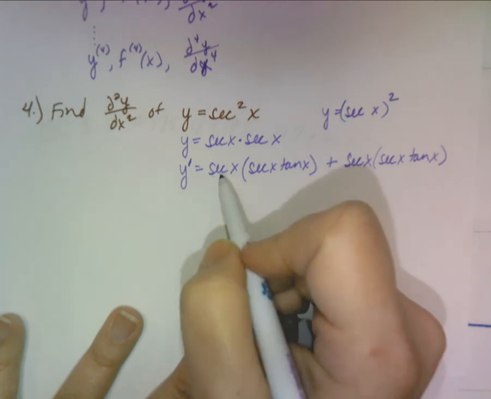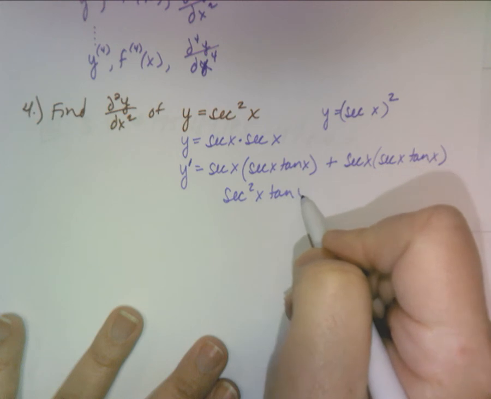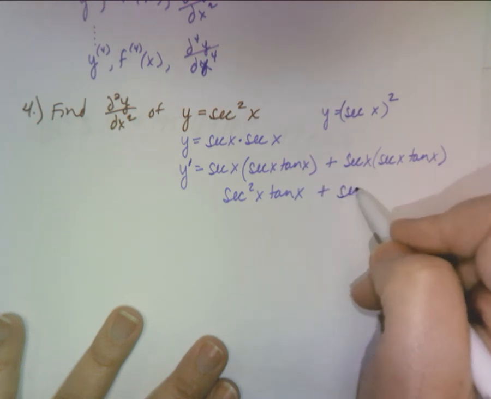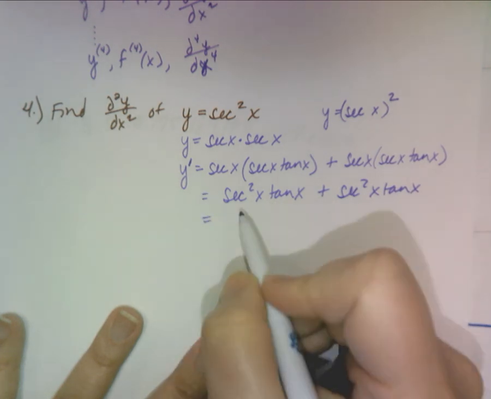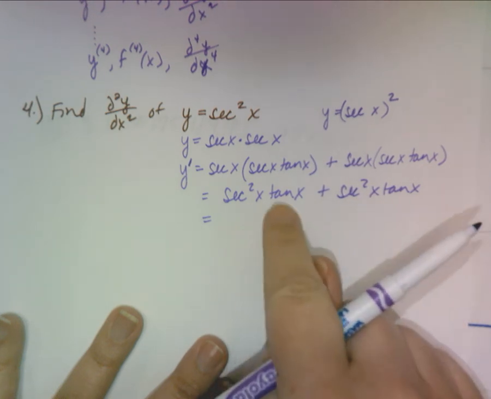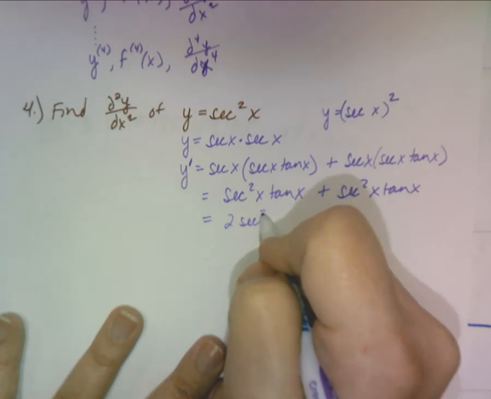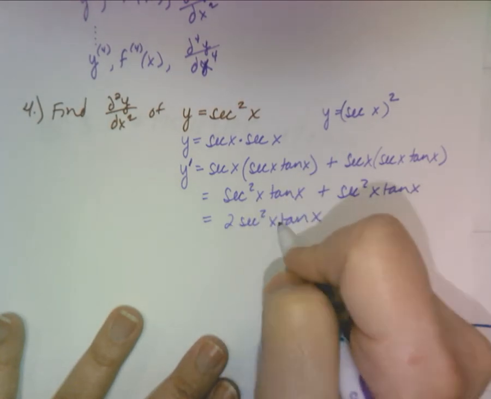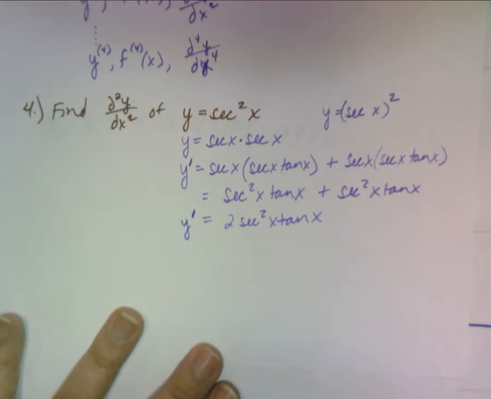So let's clean this up. Secant times tan is secant squared x tan x. And we have another secant squared x tan x. And again, what does that clean up to be? Well, look, you have 2 of these. Secant squared x tan x, secant squared x tan x. You have 2 secant squared x tan x. That is the first derivative of that function, but we need to find the second derivative.